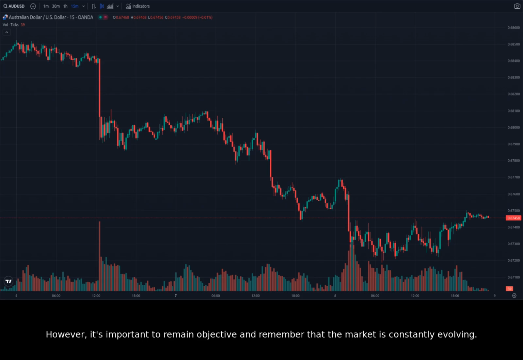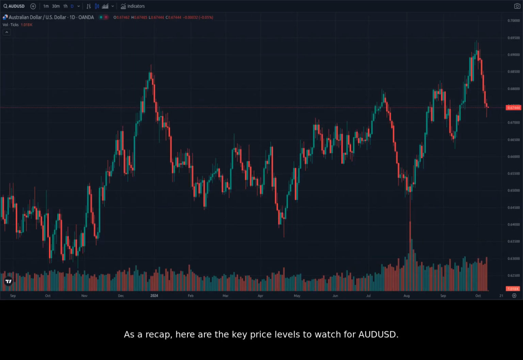However, it's important to remain objective and remember that the market is constantly evolving. While the bearish outlook appears strong, there are always opportunities for reversals. If we see the pair break above the 0.6600 level and hold, it could signal a potential shift in sentiment. Traders should remain vigilant and keep a close eye on the news and chart data for any signs of a potential reversal. As a recap, here are the key price levels to watch for AUDUSD.